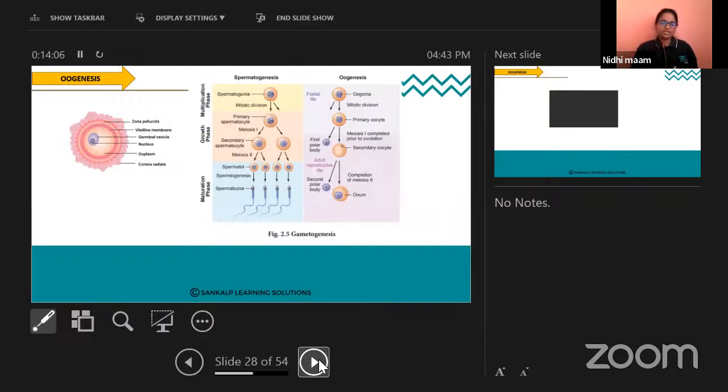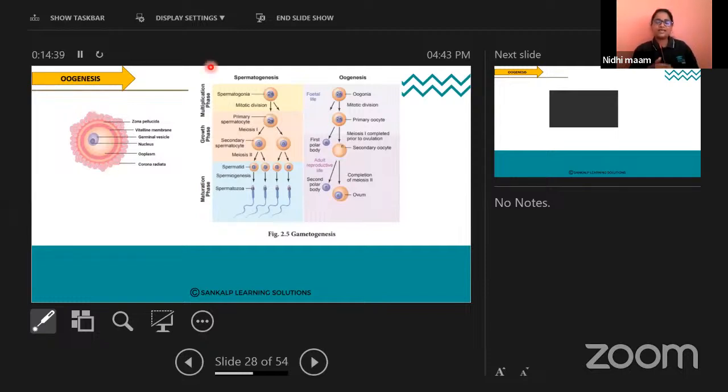Next we have oogenesis. Before going to oogenesis, let us learn the structure of the ova or egg. In the egg, the outer layer is called the zona pellucida. Inside there is the vitelline membrane. Then we will have the germinal vesicle. Next we will have the nucleus. The fluid is called ooplasm, and the outer layer is termed the corona radiata. We call this the corona radiata.